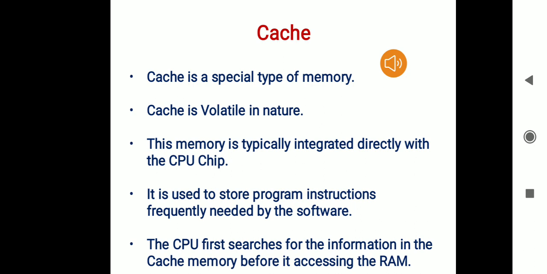So what's the real difference between RAM and cache? RAM actually has a higher storage capacity than a cache. Cache is a small storage. We use cache only for storing the program instructions frequently needed by the software. That means the instructions which need to be accessed very frequently from time to time are stored in the cache.